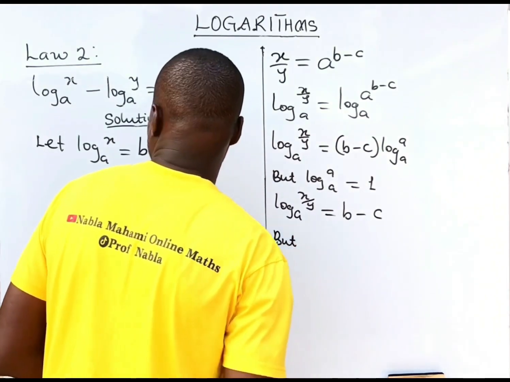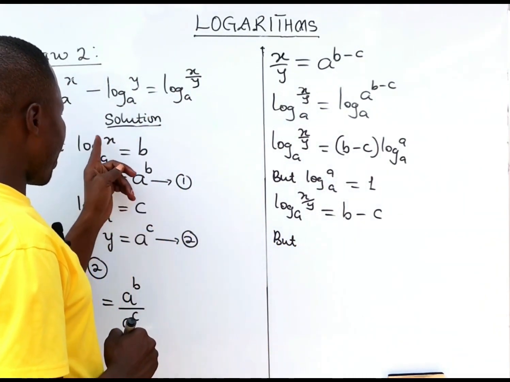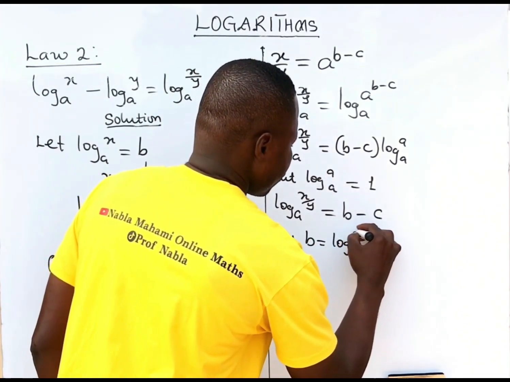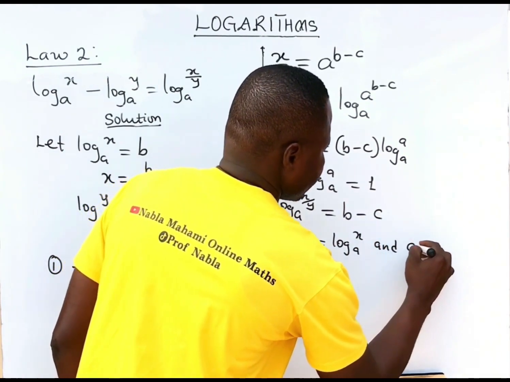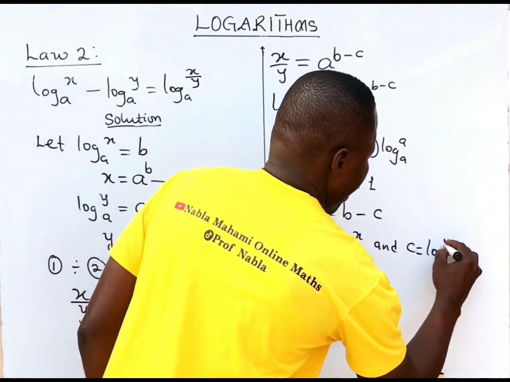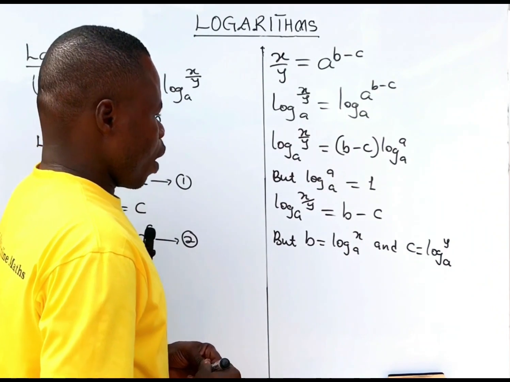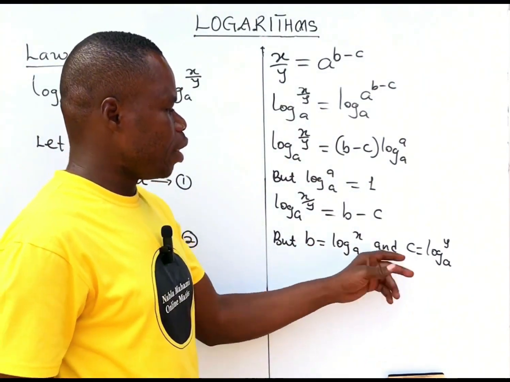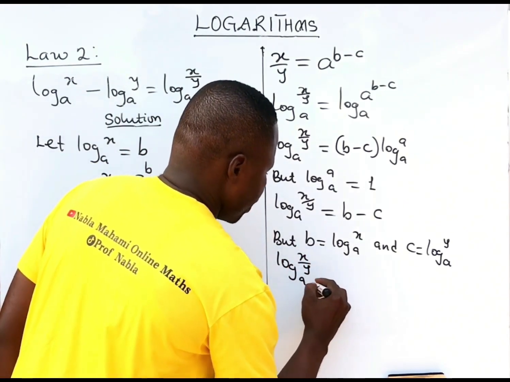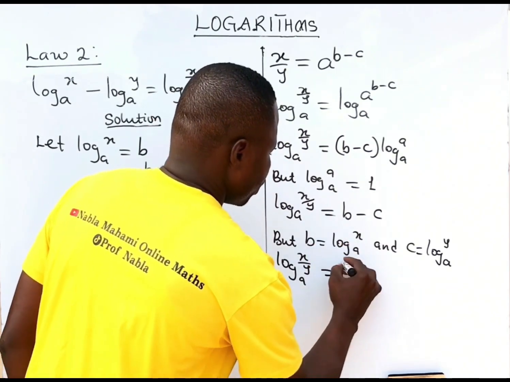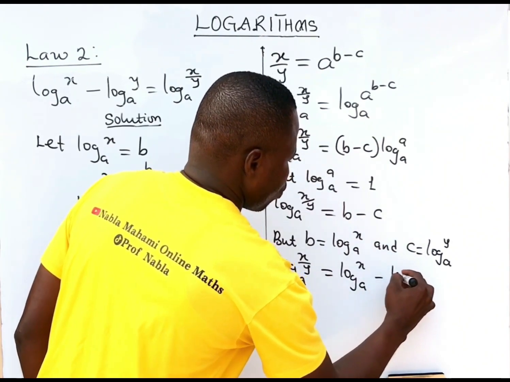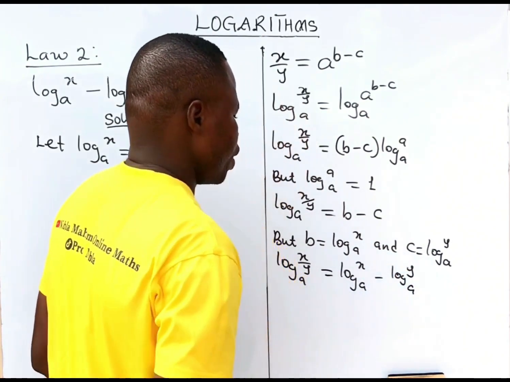But from here, you see that b is equal to log x base a. And c is equal to log y base a from here. I can now substitute the values of b and c into this. And that will be log x over y base a to be equal to b, which is now log x base a, minus c, which is log y base a.